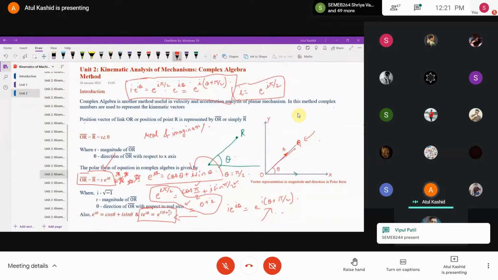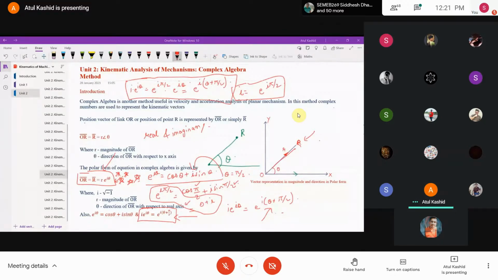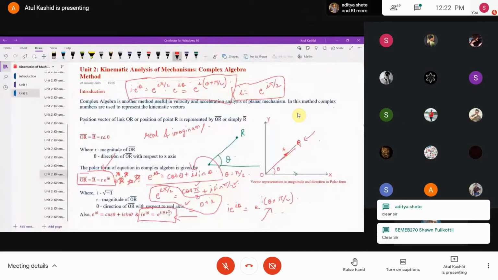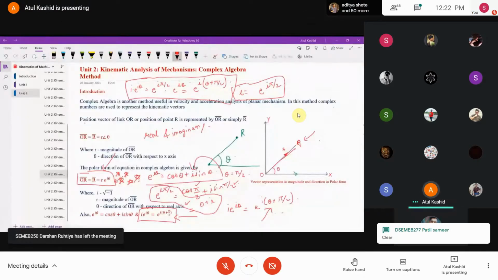So please reply whether this slide 1 of the complex algebra method is clear to you. In this, we derived the equation for the position vector. Everybody please kindly reply in the chat box. Yes, only 2 students. Okay, thank you so much for your reply.